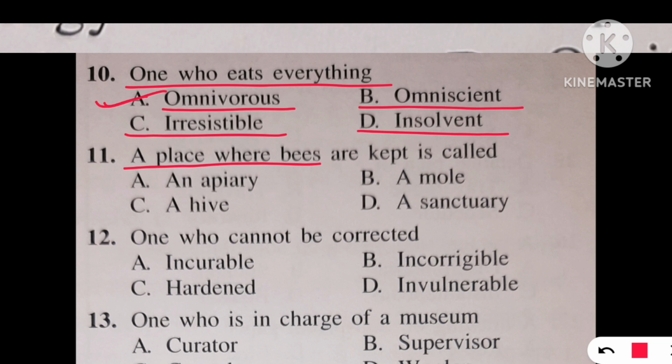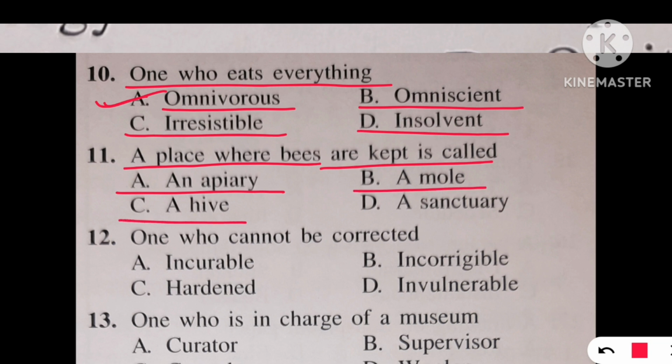Let's move to question number 11. A place where bees are kept is called option A, an apiary, option B, a mole, option C, a hive, and option D, a sanctuary. Right answer is option A, an apiary. Bees are kept in an apiary.